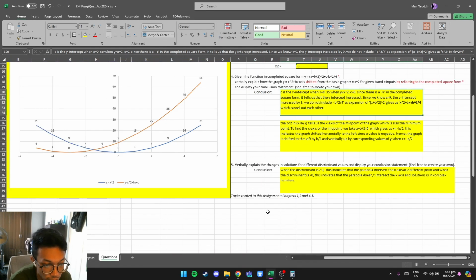So for question 5, when the discriminant is more than 0, this indicates that the parabola intersects the x-axis at 2 different points. And when the discriminant is less than 0, this indicates that the parabola doesn't intersect the x-axis and the solution is in complex numbers.